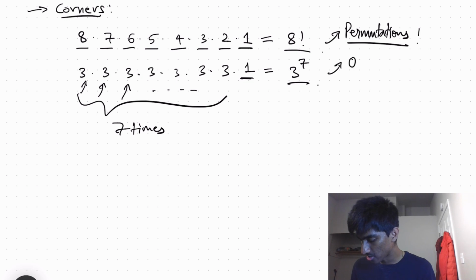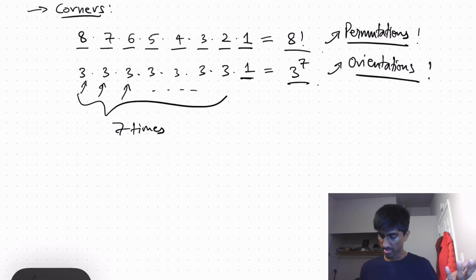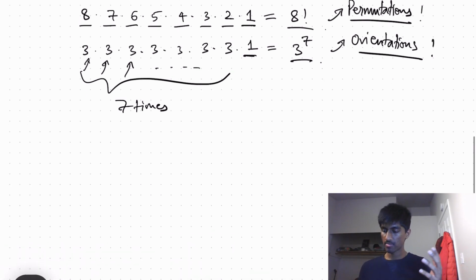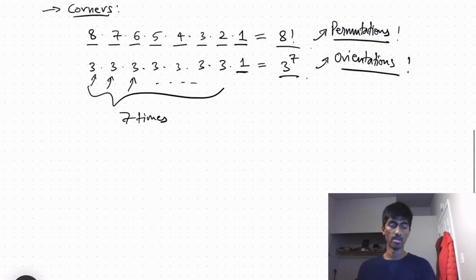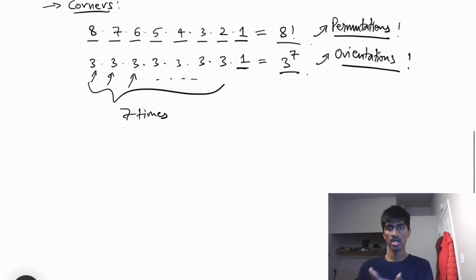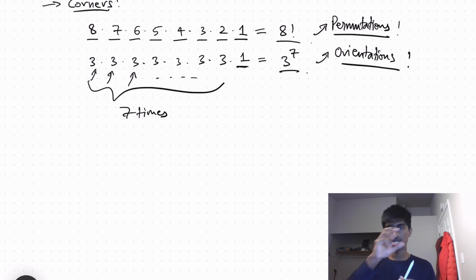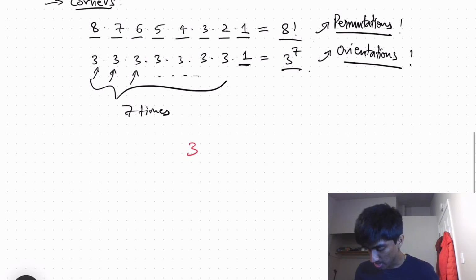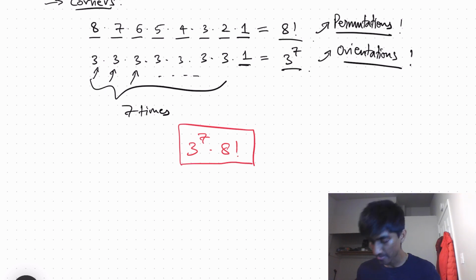And this is orientations. And now, just like the logic we used with the permutations, the total number of possible states for all the corners in a Rubik's Cube is just a product of these. Why? Because for any one permutation, you can have any other set of orientations. So for corners, the number we have is 3 to the 7 times 8 factorial. Hooray! So that's our first part done.